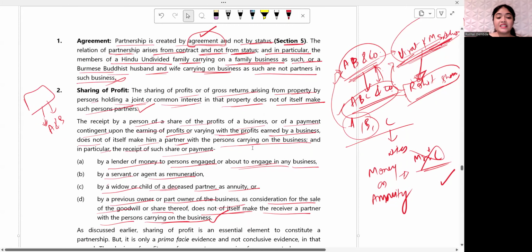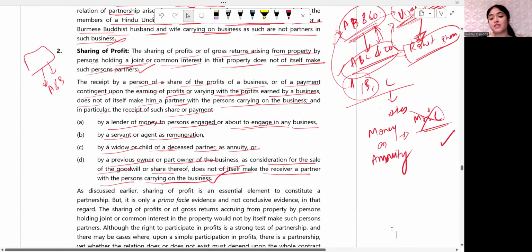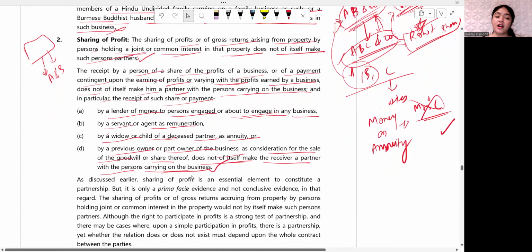As discussed earlier, sharing of profit is an essential element to constitute a partnership. So you have to see that for a partnership business, it is important that the partners are sharing the profit. But it is only prima facie evidence and not conclusive evidence. We can just see it by the name of it or by the appearance of this partnership firm that they are going to share the profit. In that regard, the sharing of profits or of gross returns arising from property by persons holding joint or common interest in the property would not itself make such persons partners.